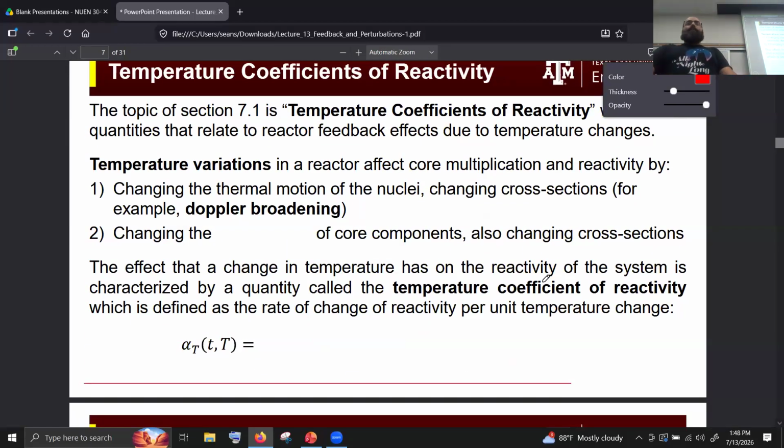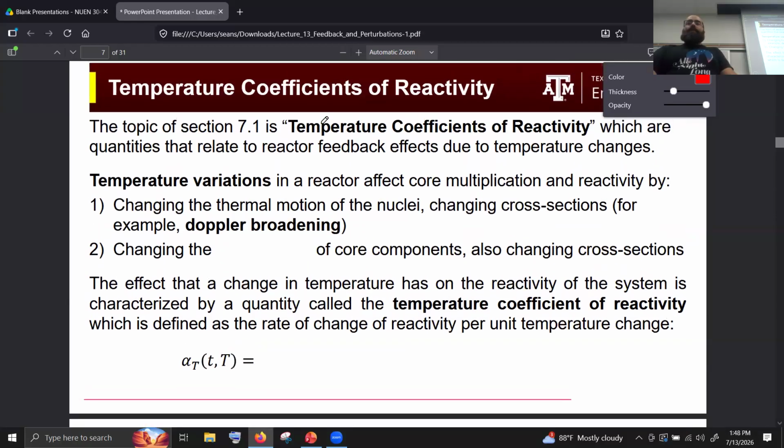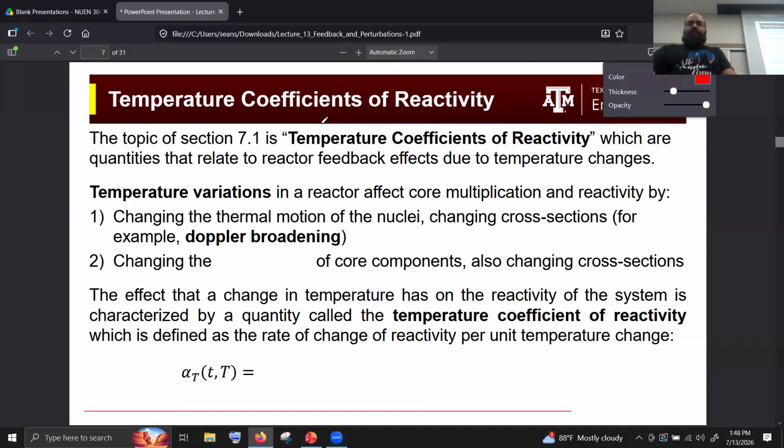So in 7.1 of the Svedkov notes, that talks all about the temperature coefficient of reactivity, which, as the name suggests, talks about how the reactivity of our reactor is influenced by temperature changes. And you can get temperature changes due to a variety of phenomena. Doppler broadening is one of them because that is what's going to happen to our cross section as temperature increases, is that you get Doppler broadening in the resonance region. And then the other thing that changing the temperature does is it's going to change the density.